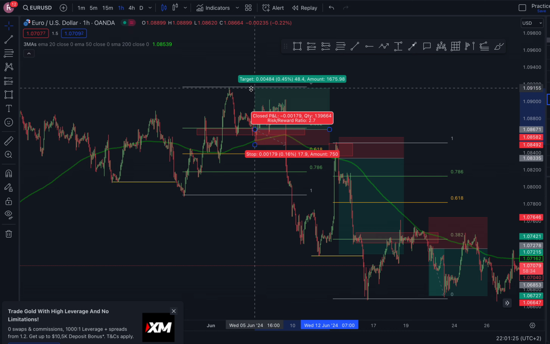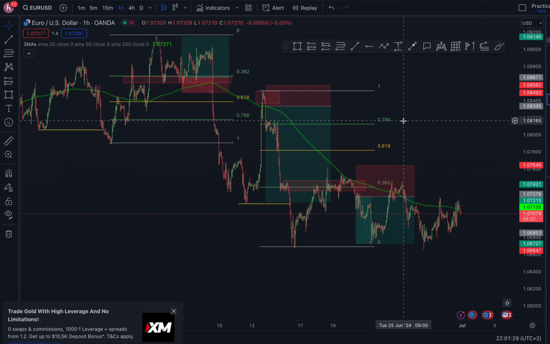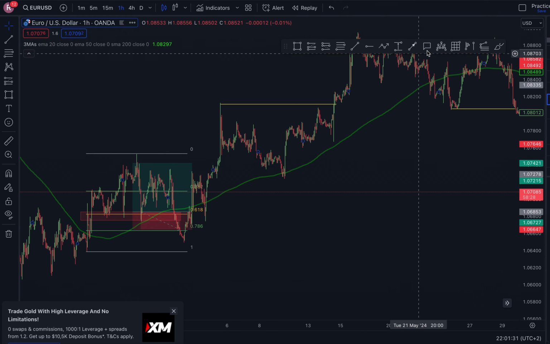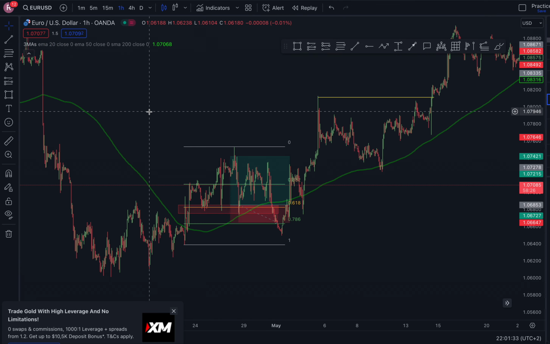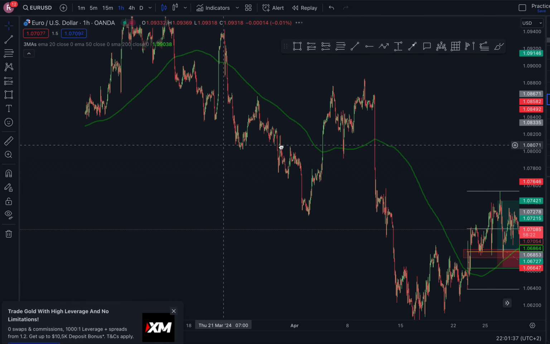As you can see, we didn't reach our take profit, but we would have closed at break even. And as you can see, this strategy does have potential. What I love about this strategy is the high risk to reward ratio. It definitely will put you ahead.